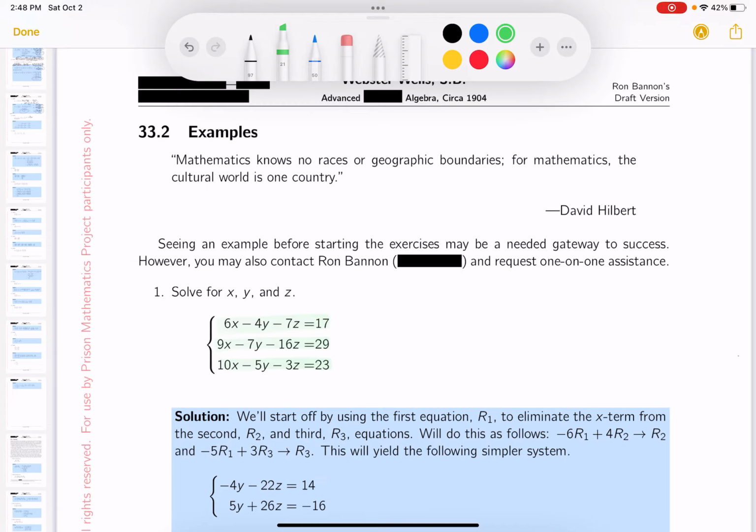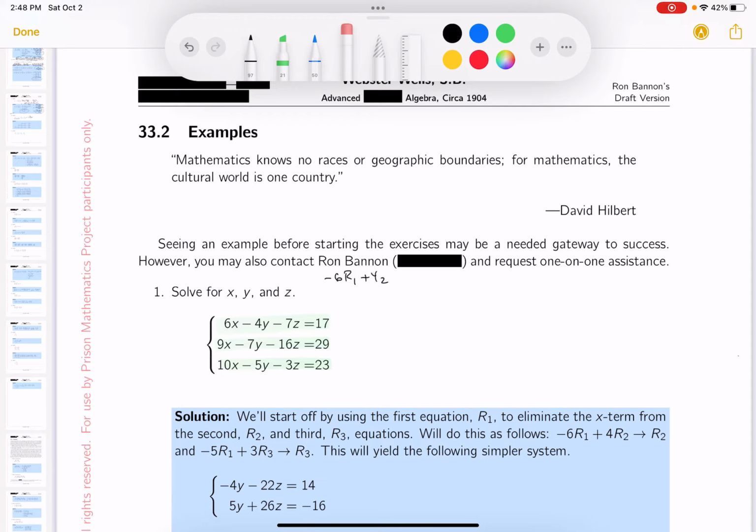Now to eliminate the x from the second equation, I'll use the first one. I'm looking at 9 and 6, and the least common multiple there is going to be 36. So I'm going to do minus 6 row 1, and then plus 4 row 2, and we'll get a new equation. Whoops, I didn't put row 2 down.